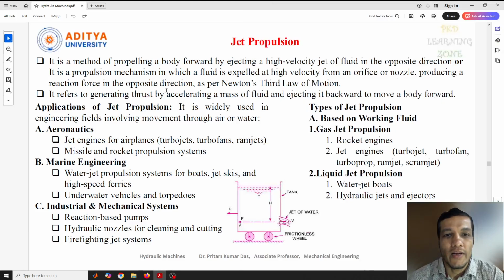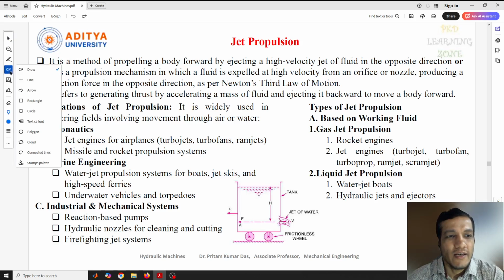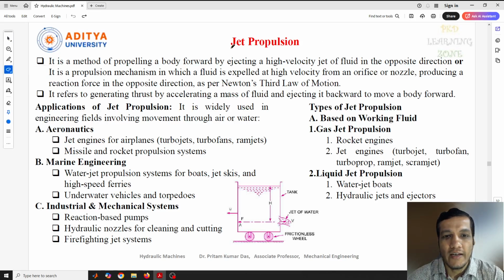Hi everyone, welcome to this new lecture of hydraulic machines. In this lecture, we'll discuss a new concept regarding jet propulsion. This is also a similar concept regarding the impact of jets, because jet propulsion is created from the impact of jets only. Up to now we have discussed many conditions regarding the impact of jets. Now we'll see what jet propulsion is.